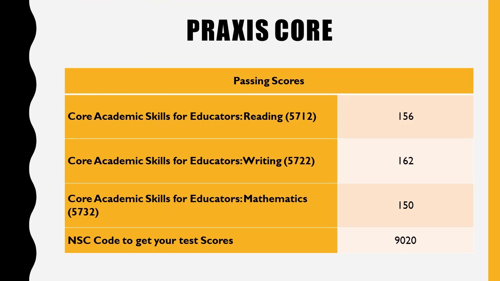This is an important slide. This shows the passing scores that you will need per test. For the reading test, you need to pass with at least a 156. For writing, you'll need at least a 162. And for mathematics, you'll need a 150. The NSE code for us to get your test scores will be 9020.